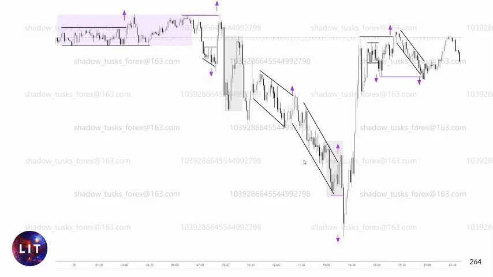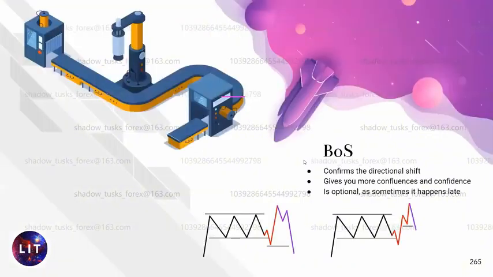So what is the next point? Is obviously going to be our breaks of structure. Now again, this can get a little bit confusing, and that's why it's optional, because often these will either happen late or you'll identify it as a break of structure and it's actually an inducement.